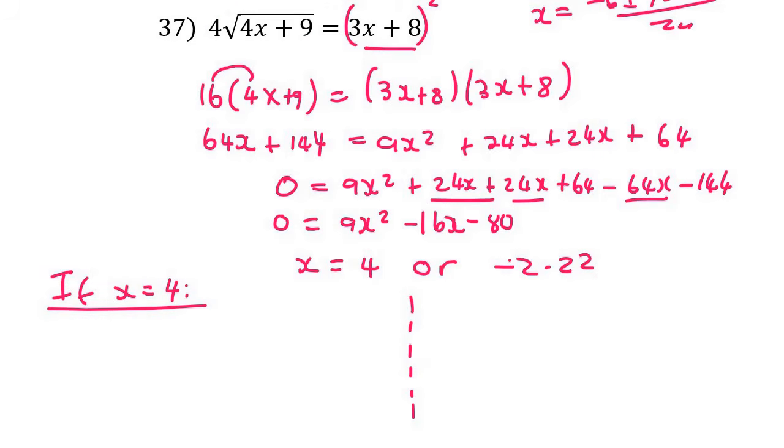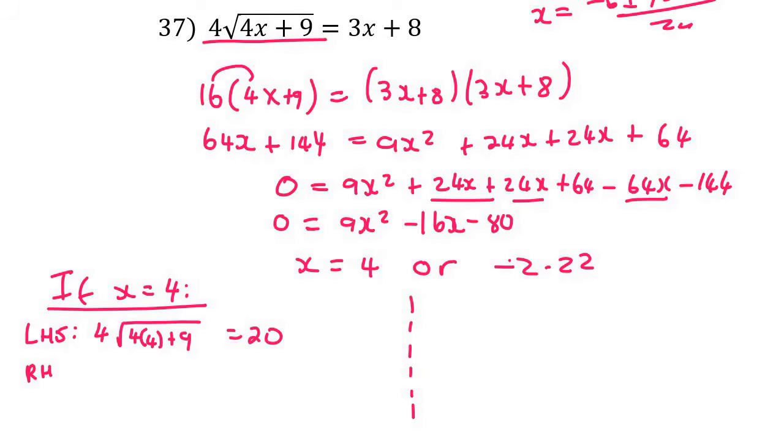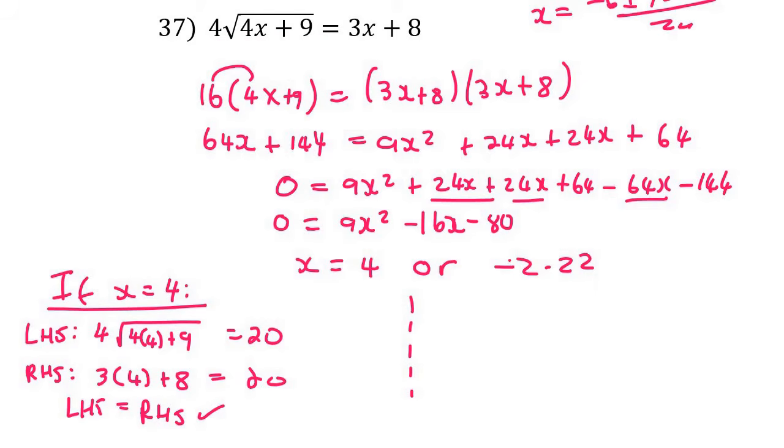So if x is 4, then the left-hand side, you're going to plug 4 into the original equation. So it's going to be 4 square root of 4 times 4 plus 9. And I'm just going to type that on my calculator. Then I'm going to check out the right-hand side. And that's going to give me 3 times 4 plus 8, which is also 20. So the left-hand side is the same as the right-hand side, and so everything's good so far. Now, when you're doing the check for the decimal part, this is important, guys.